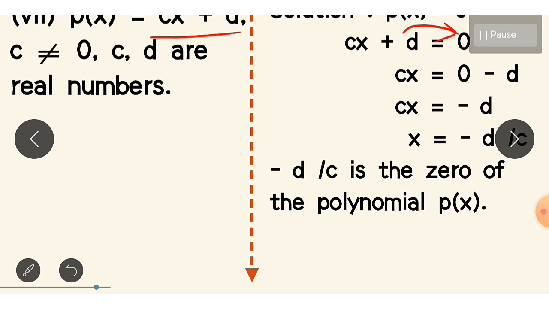Now take this c to the other side. C is multiplying with the variable x here. If you take it to the other side, it becomes division. So x equal to minus d by c. So minus d by c is the zero of the polynomial p of x. Now let us replace x with minus d by c and check whether it becomes a zero of the polynomial or not.